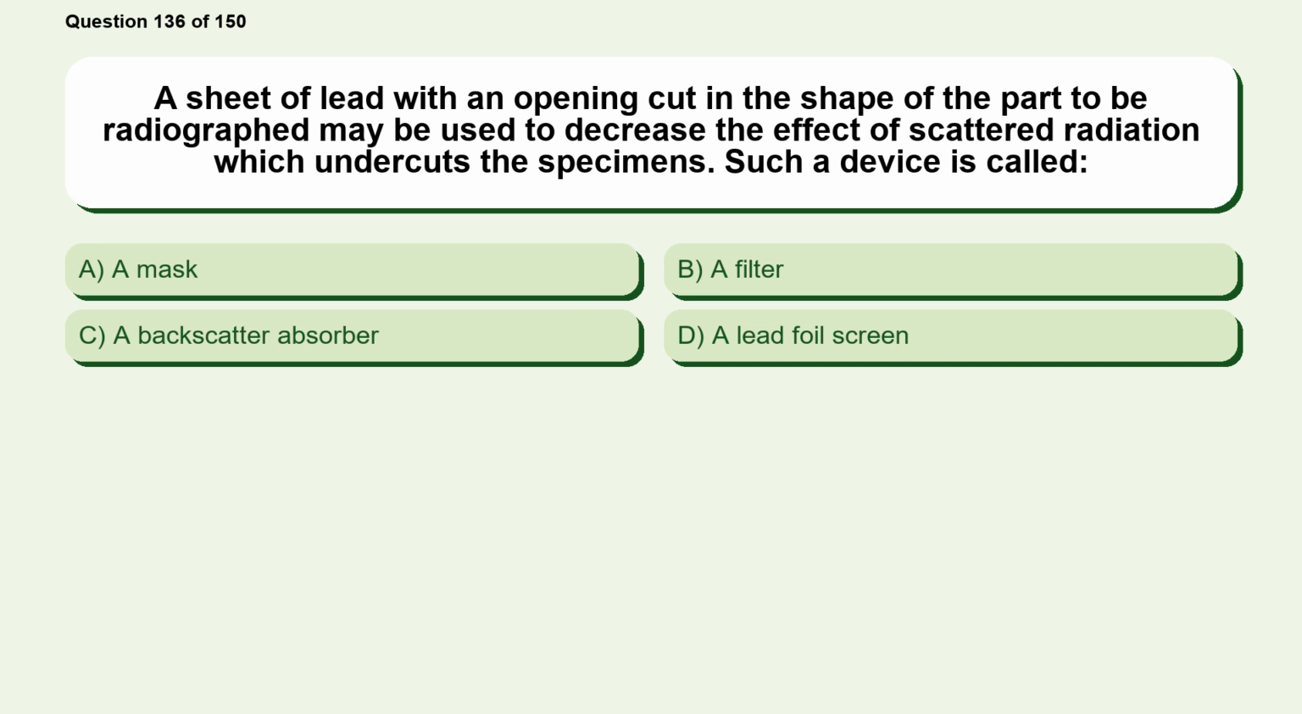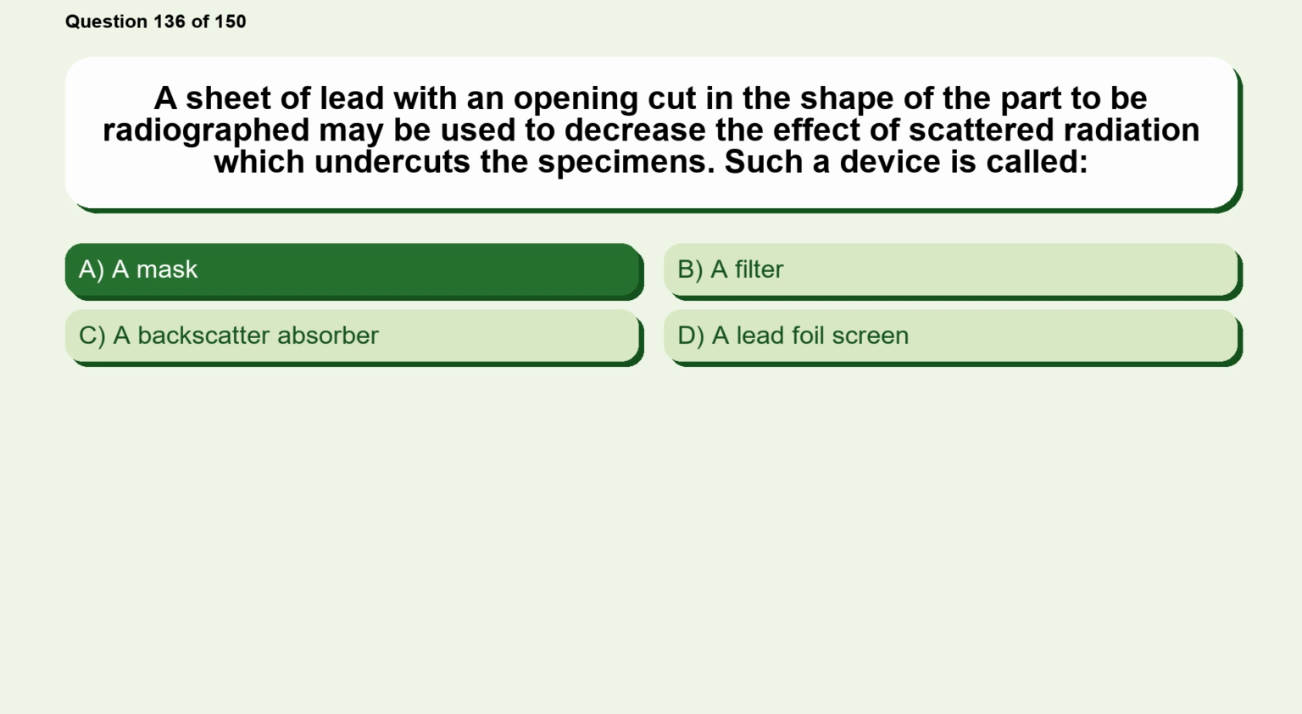Question 136. A sheet of lead with an opening cut in the shape of the part to be radiographed may be used to decrease the effect of scattered radiation which undercuts the specimens. Such a device is called: Option A. A mask. Option B. A filter. Option C. A backscatter absorber. Option D. A lead foil screen. The correct answer is option A.